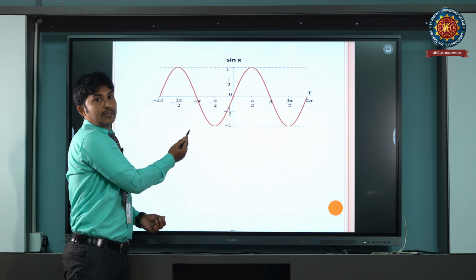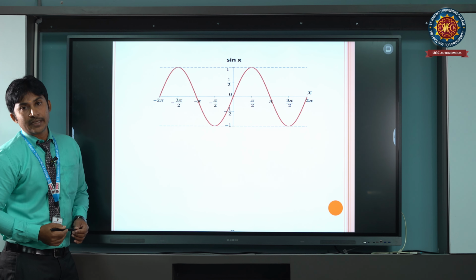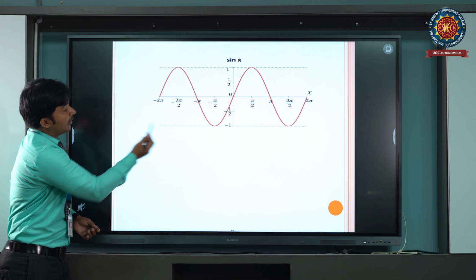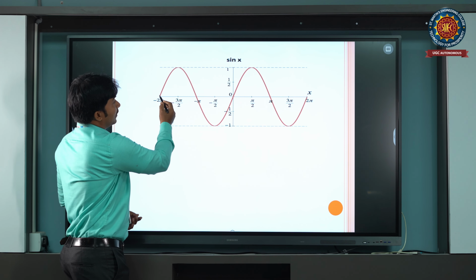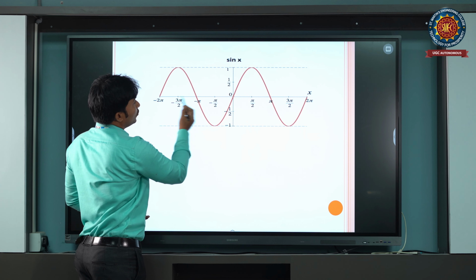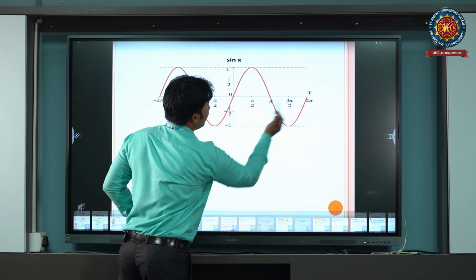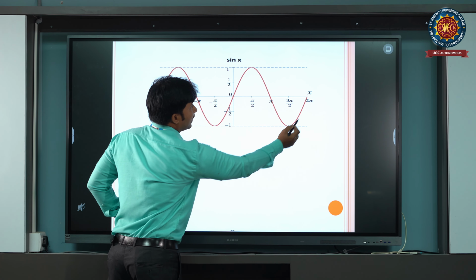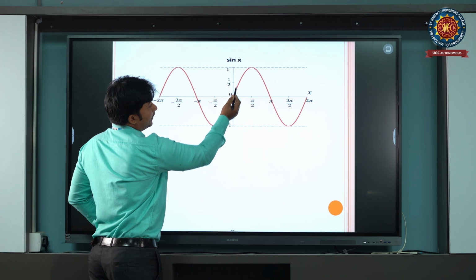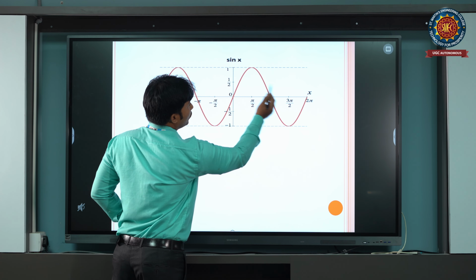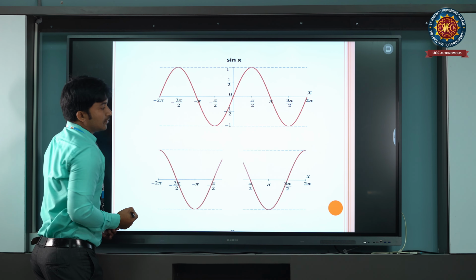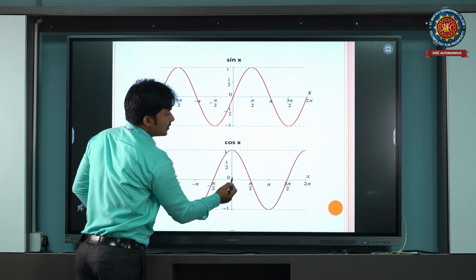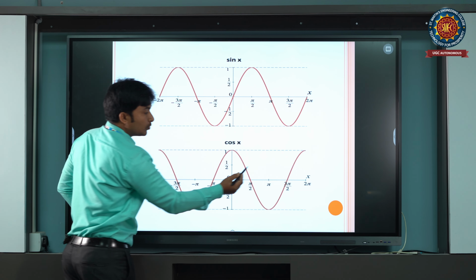The function here is y equals sin x. The wavelength of the sin x function is 0 to 2 pi, and one wave is completed in that length. It passes through the origin. And next one is cos x. The cos x passes through the y axis only. The interval is 0 to 2 pi.